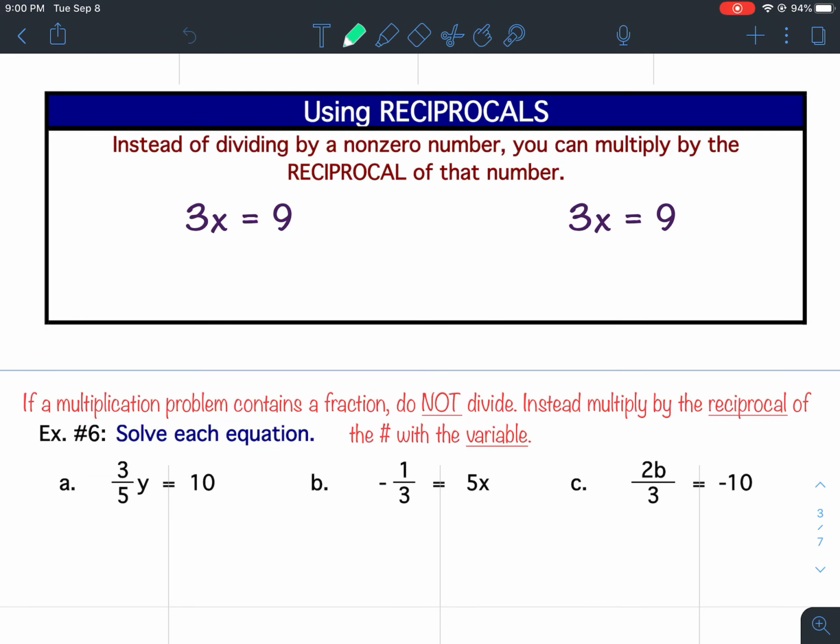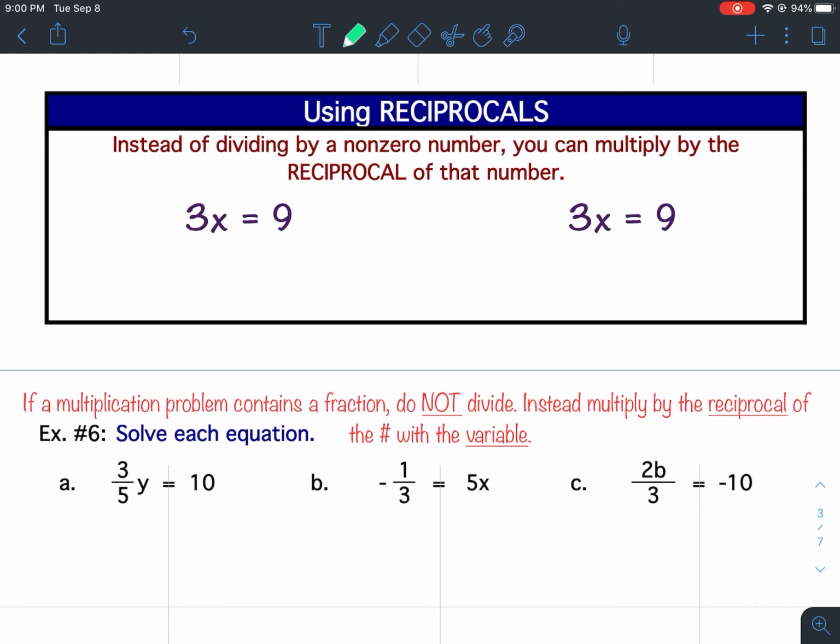Well, I'm going to show you using this equation here and this equation here that multiplying by the reciprocal and dividing are the same thing. If I divide by a number or multiply by the reciprocal, it's the same thing. So the first thing I'm going to do is start with the traditional way. Pause your video and go ahead and write down 3x equals 9, just like I did.